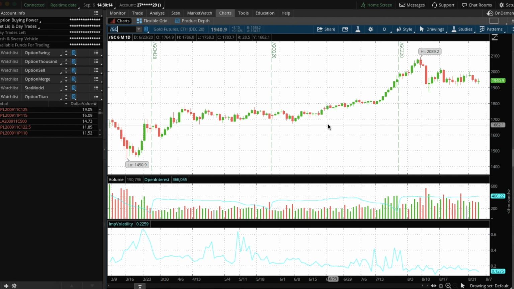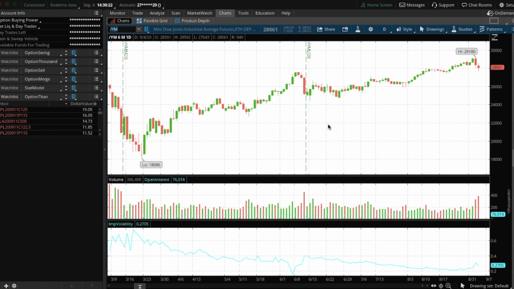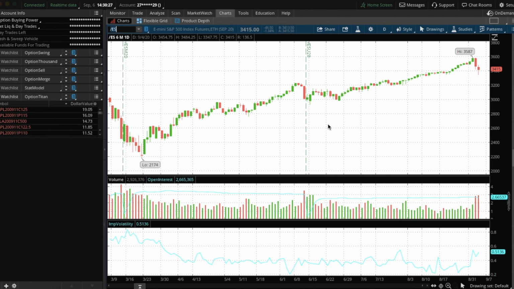And there are also index futures. For example, when people are referencing the Dow, it's slash YM. When they are referencing the S&P 500, it's slash ES. When they are referencing the NASDAQ, it's slash NQ.